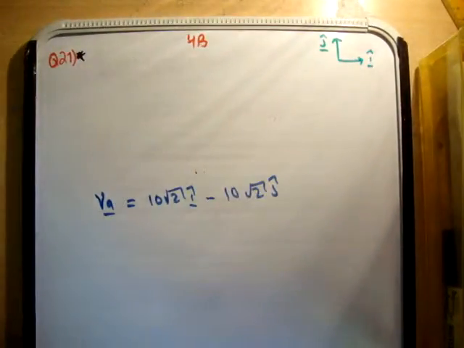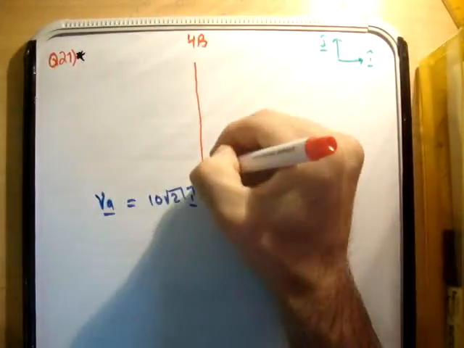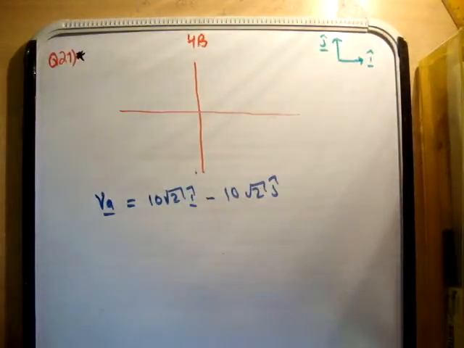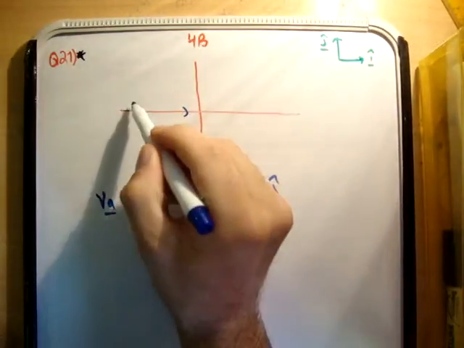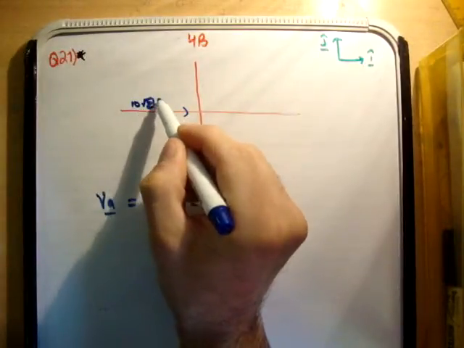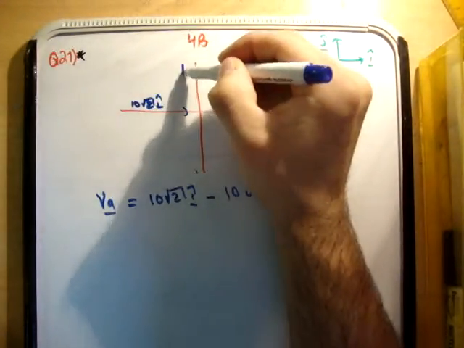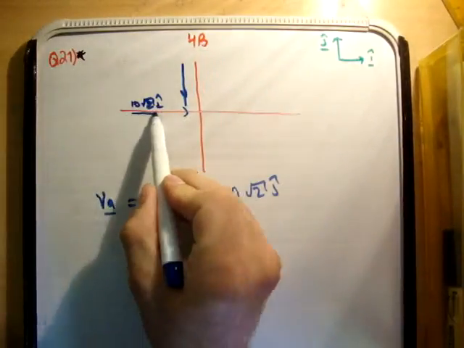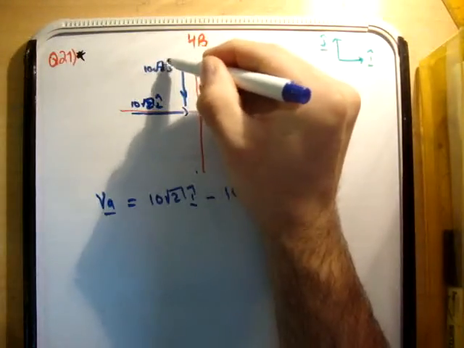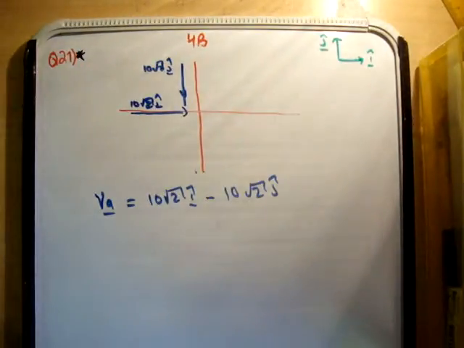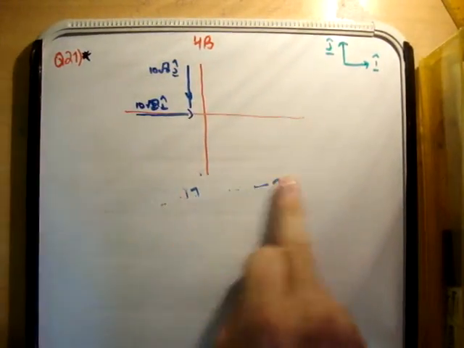Alright, so let's draw the plane very quickly. This vector here is 10 root 2 i hat. This vector here is equal to 10 root 2 j hat. Alright, so the next thing we need to do is get the velocity vector of ship B.